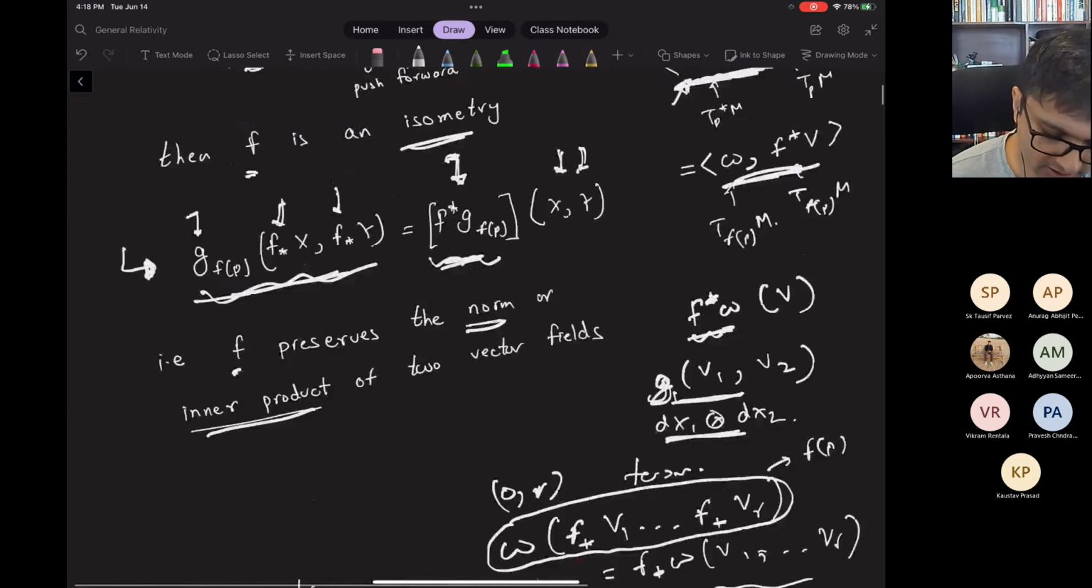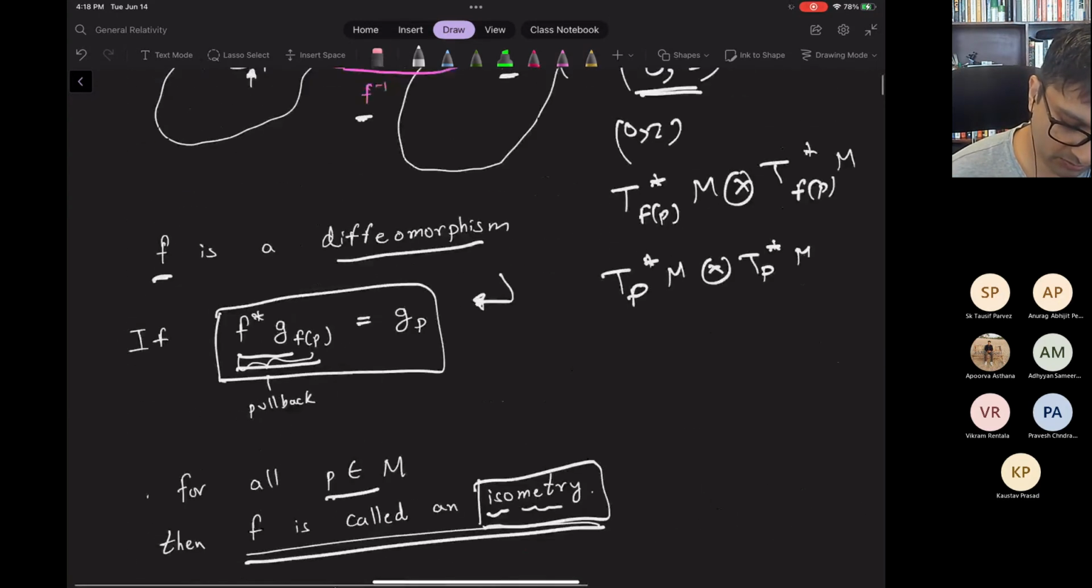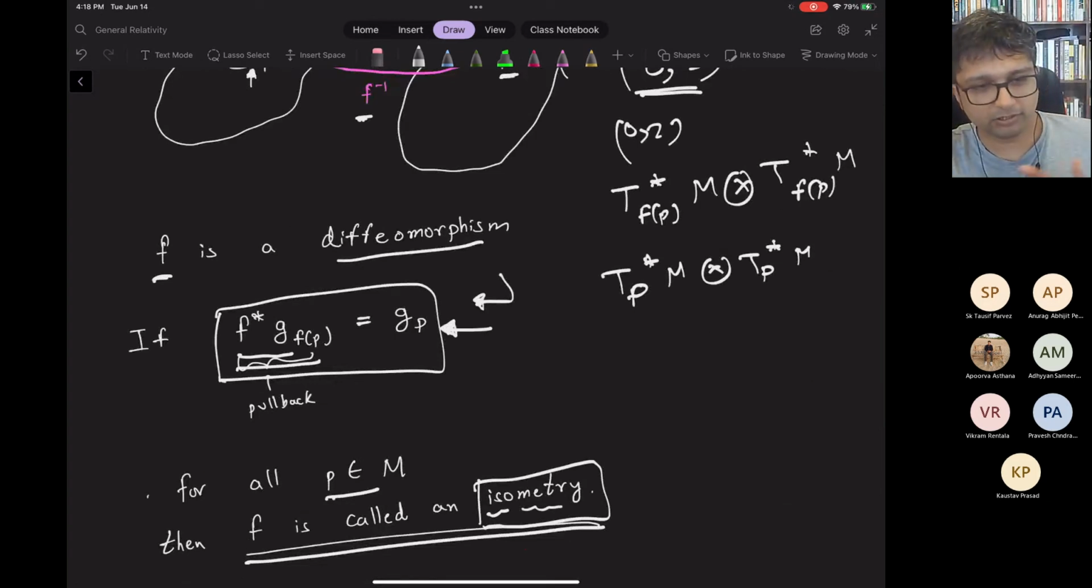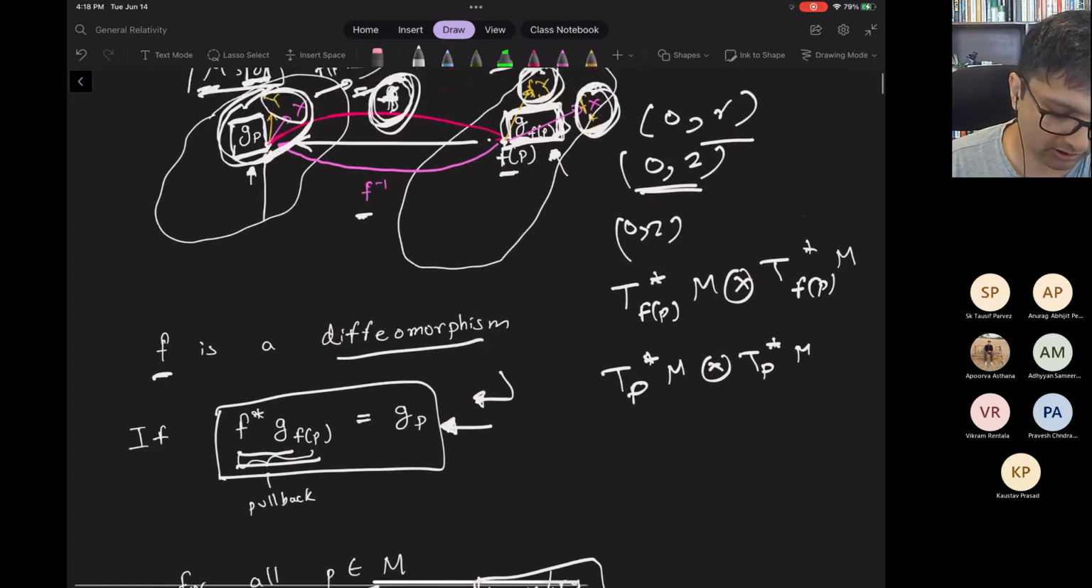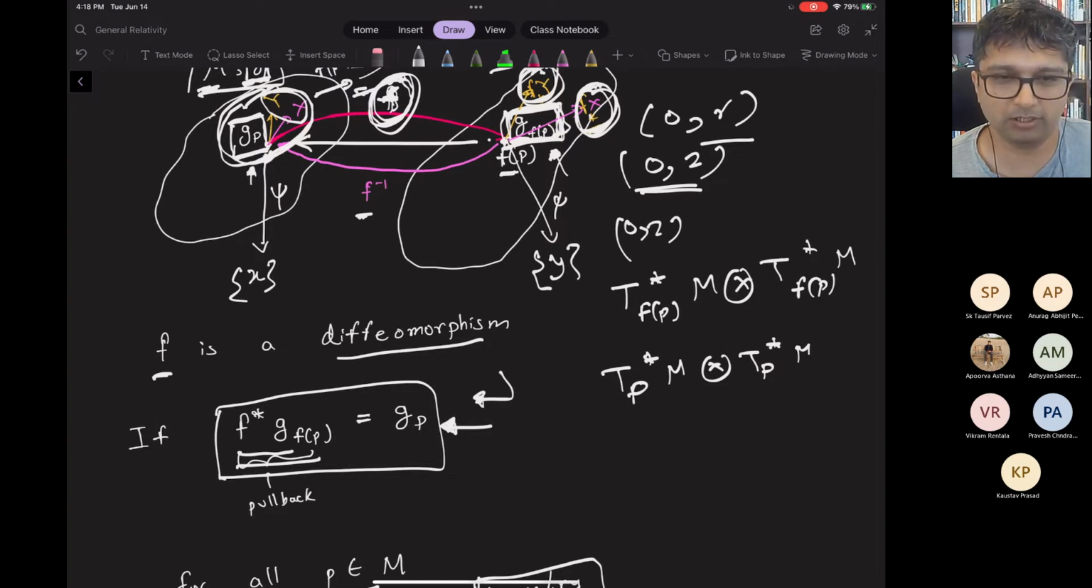Now let's just work out this equation in components. If we have a particular coordinate chart, some coordinate chart psi here, and some other coordinate chart phi here, and psi takes us to some coordinates x, phi takes us to some coordinates y. The statement that we've introduced for what an isometry is, is coordinate independent. Isometries are defined in a coordinate independent way. They're a class of diffeomorphisms which preserve the metric.